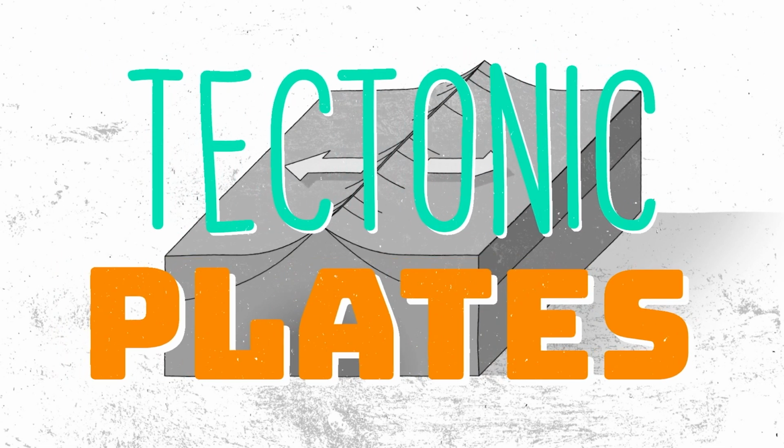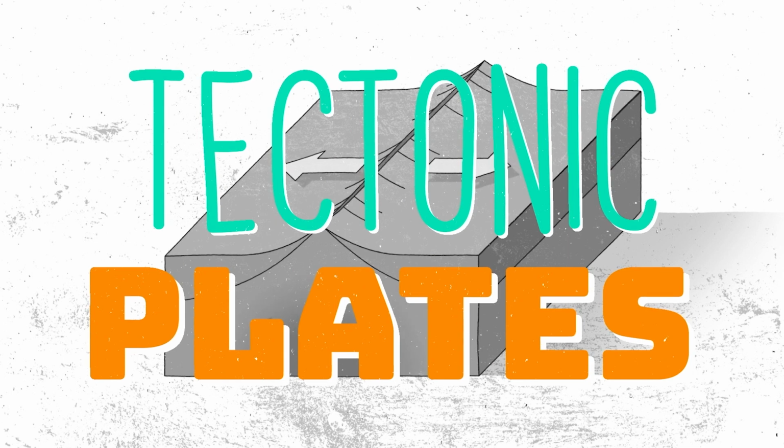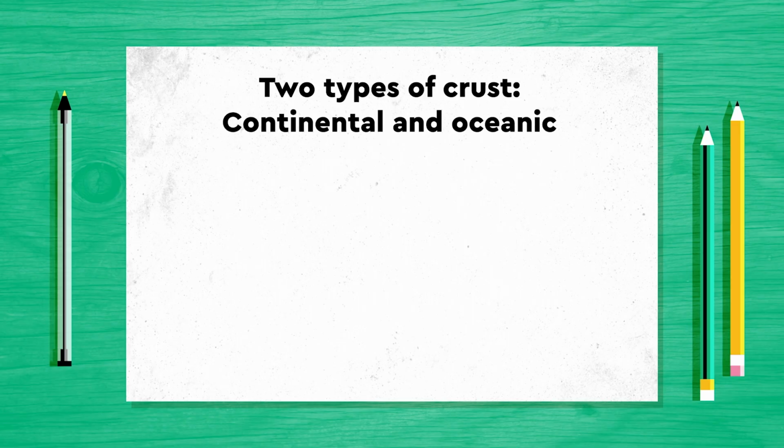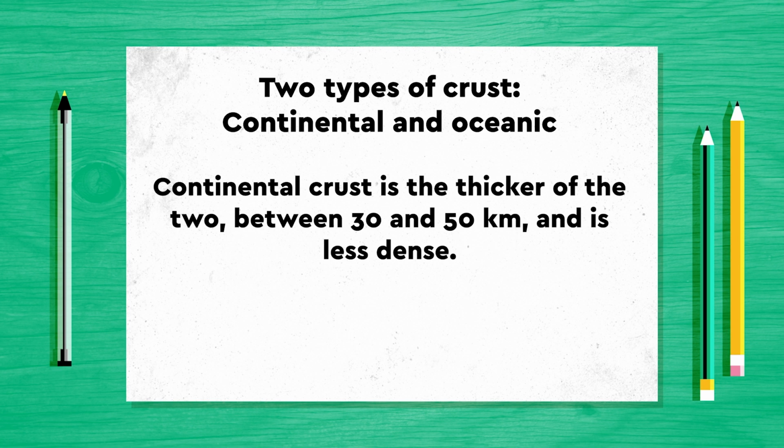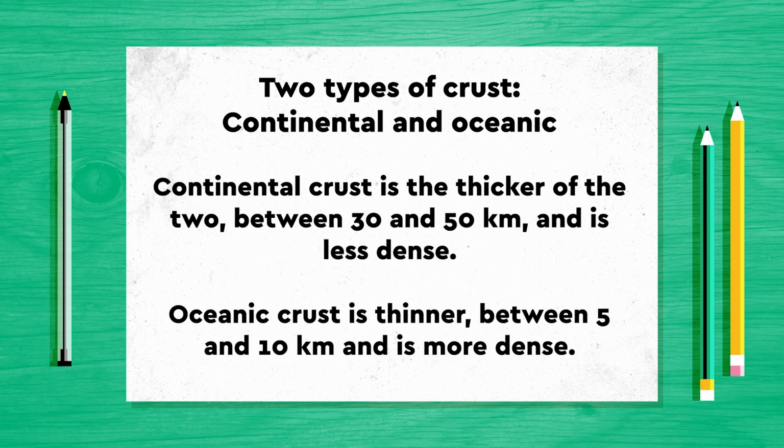Right, now we've got an understanding of the Earth's structure, we can move on to looking at tectonic plates. The crust is divided into slabs called tectonic plates, which float on the mantle. The plates are made up of two types of crust, continental and oceanic. Continental crust is the thicker of the two, between 30 and 50 kilometres, and is less dense. Oceanic crust is thinner, between 5 and 10 kilometres, and is more dense.